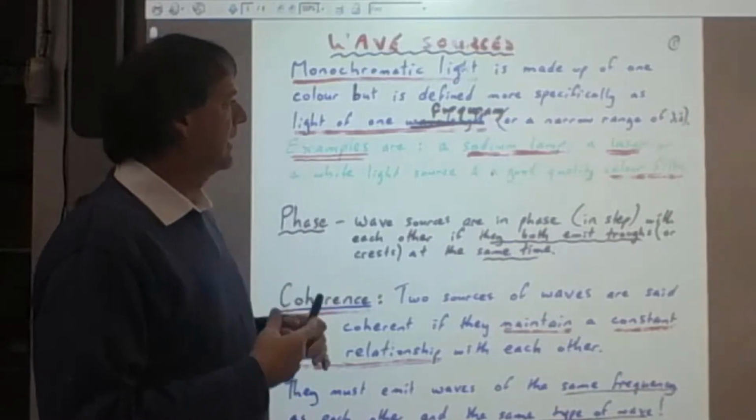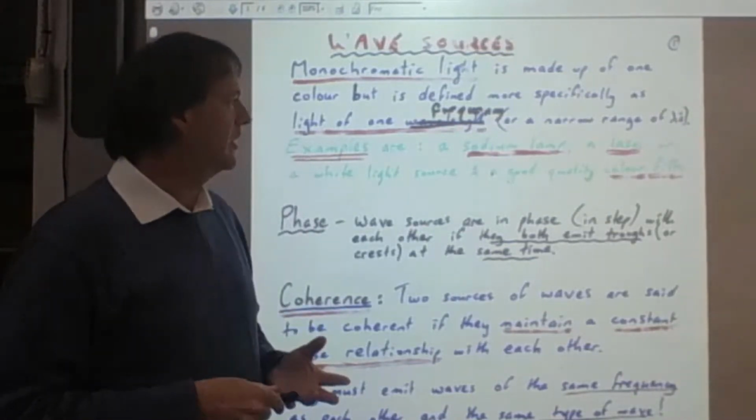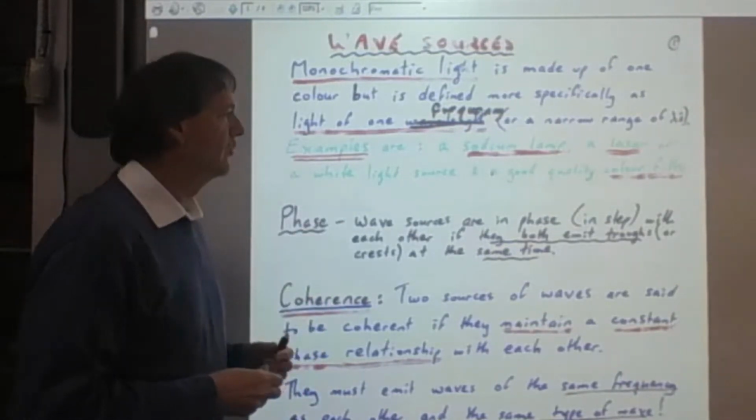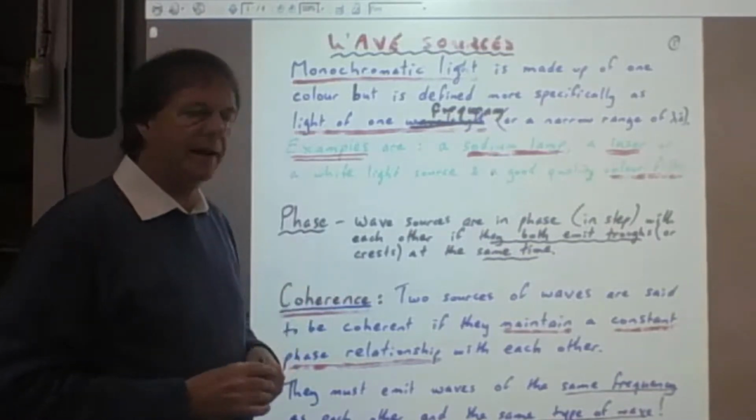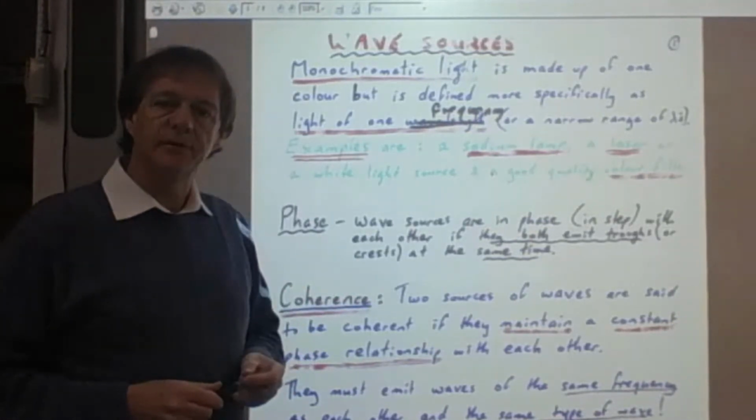Some examples of how you could do that in a lab, or try and get close, would be to use a sodium lamp or a laser or a white light source with a very good quality filter that just lets one colour through, essentially, and you can see interference patterns.